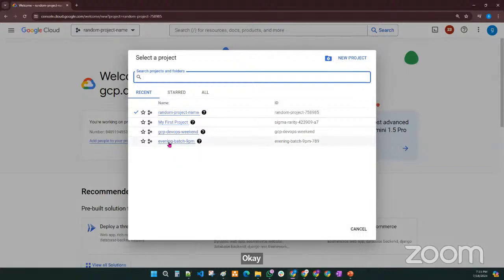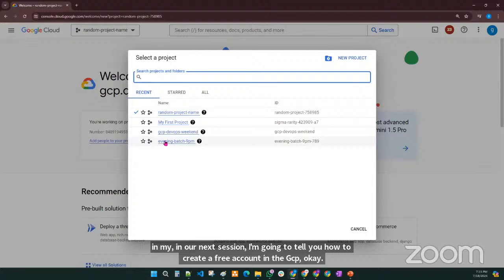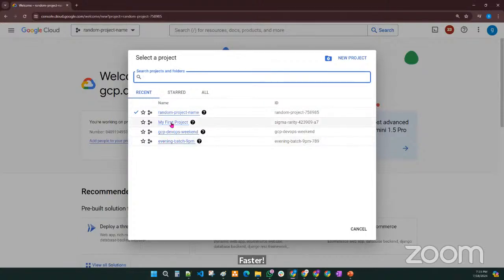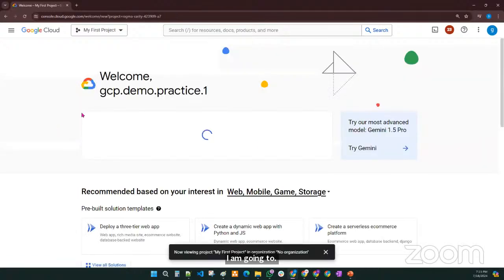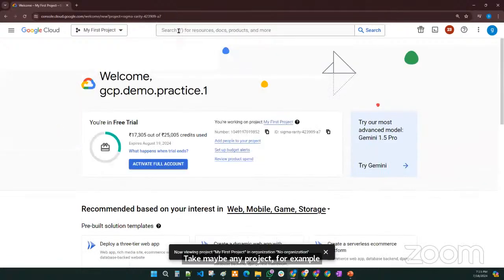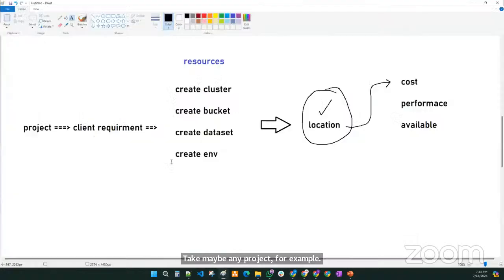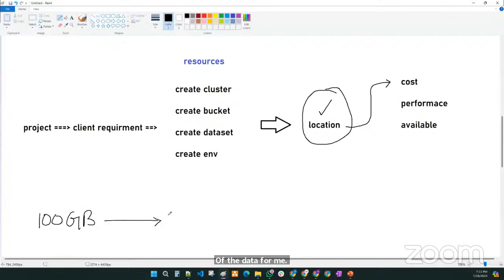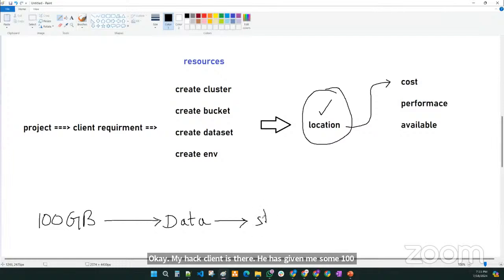Okay, first I am going to take maybe any project, for example. My client has given me some 100 GB of data, and he is asking me to store it in GCP.